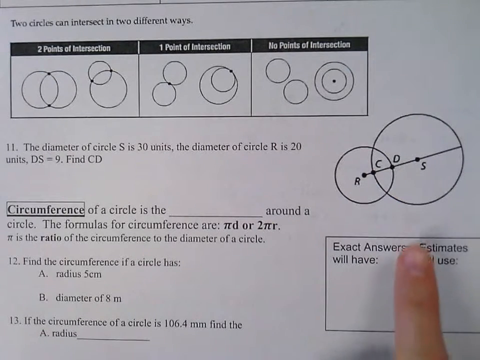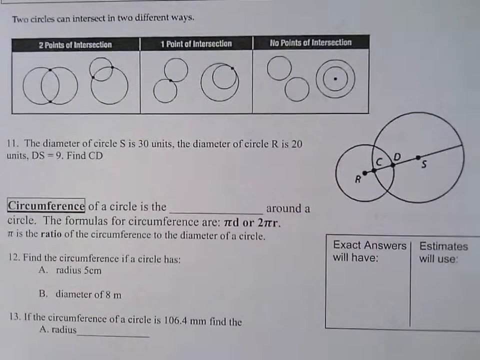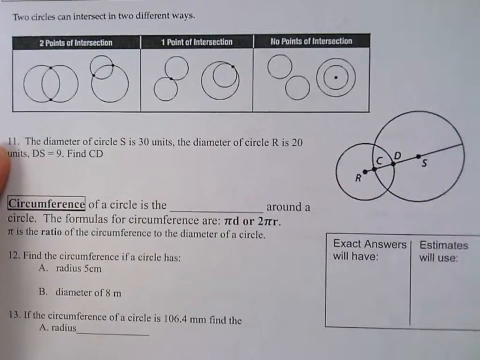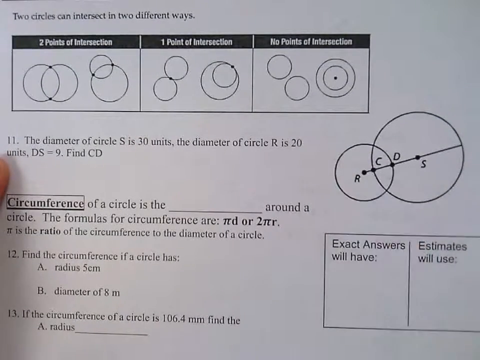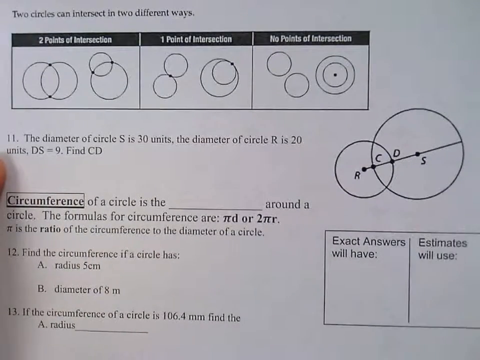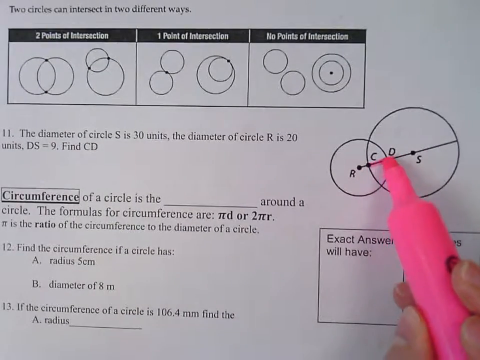But when you have diagrams where you do have intersecting circles, you have to use a little bit of reasoning along with what we first did in chapter 1 with segment addition in order to find missing lengths. So 11 gives you the diameter of circle S. That would be the larger circle. That diameter is 30 units. And then the diameter of circle R, that smaller circle, is 20 units. And then it gives us the segment DS has a length of 9. And it wants us to find CD. CD is what I'm looking for.